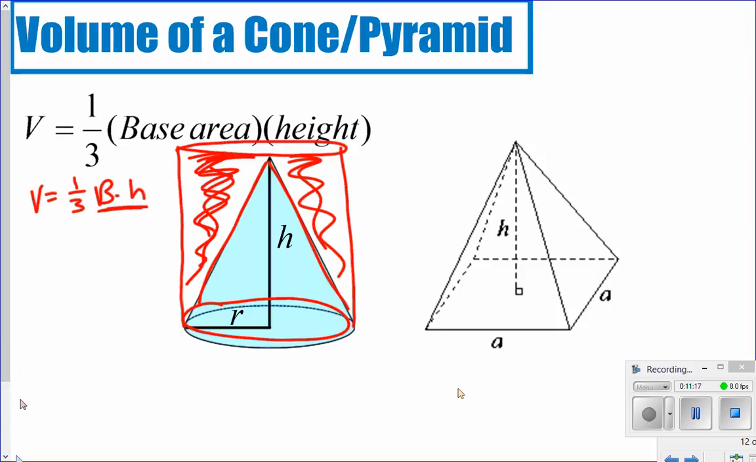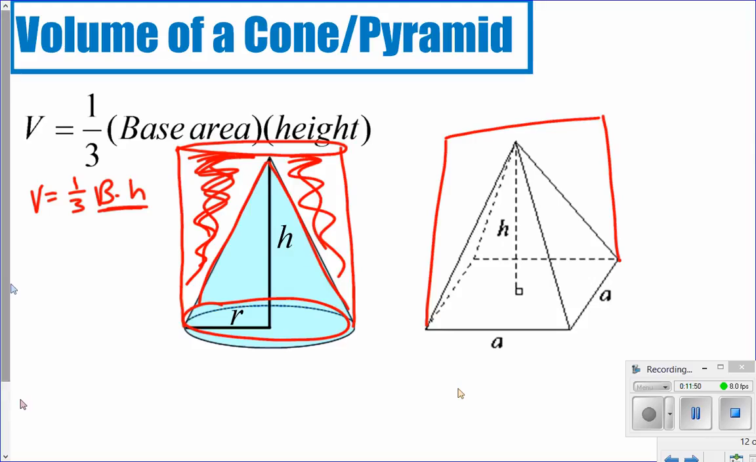The same would be true for the pyramid. If I were to extend it further and create a prism, in this case a square prism or cube, the prism would hold 3 times as much volume as the pyramid. So in order to get the volume for the pyramid, I'm going to take the area of the base times the height, which would be the volume for the prism, and divide that by 3 or multiply by 1/3.